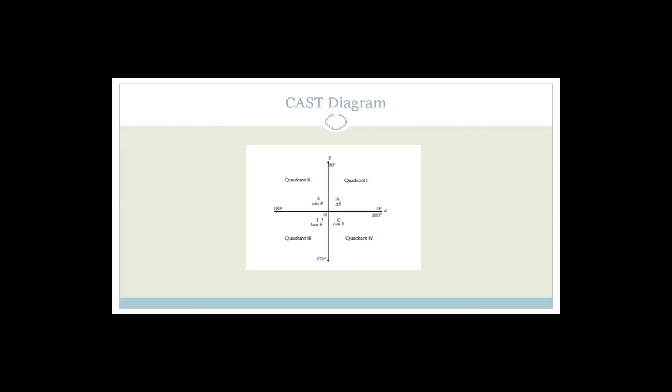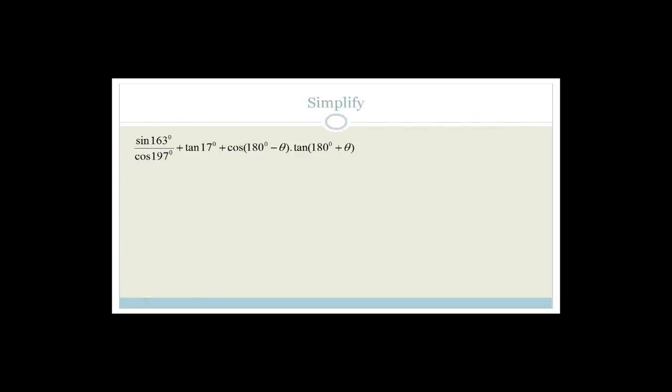Only tan is positive in the third quadrant, and only cos is positive in the fourth quadrant. So now let's look at applying the reduction formula. There are two ways that they can ask us to apply it: one is to talk about angles and the other is to talk about numbers. So let's have a look at this.